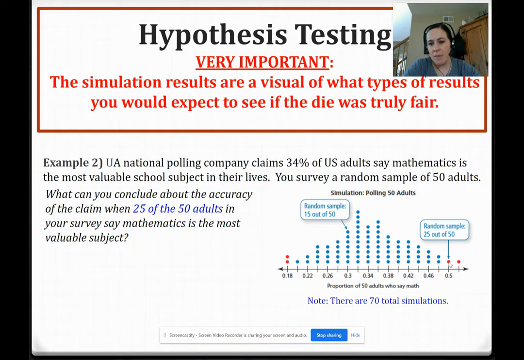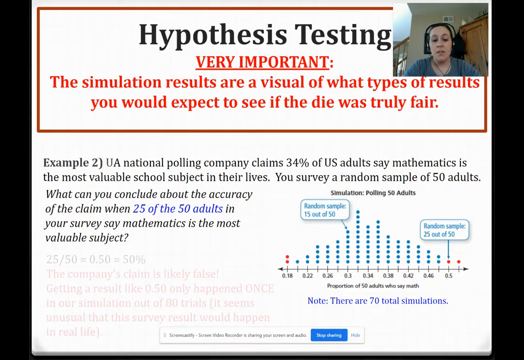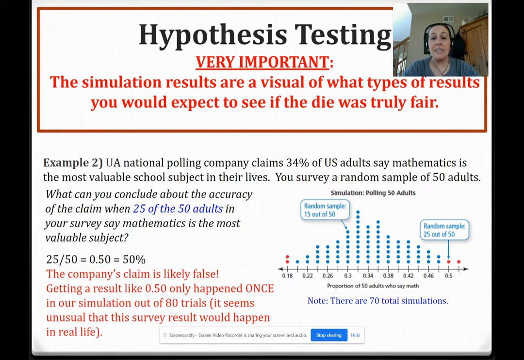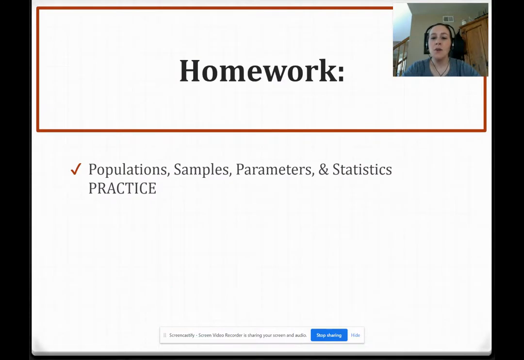But the fact it doesn't happen repeatedly or very often makes me start to think that it probably would be unlikely to happen by chance. So what I'm going to say here is that the company's claim is likely false. Getting this type of result only happened once in our simulation, and because it didn't happen very often, it makes me start to wonder if the company's claim was correct to begin with, or maybe the proportion is different than they claimed. All right, so we learned about population, samples, parameters, statistics, and wrapped it up with some hypothesis testing.